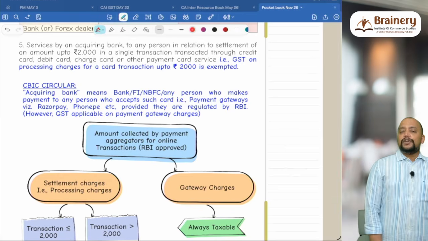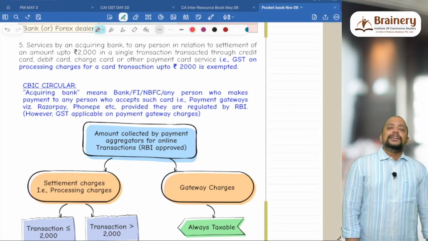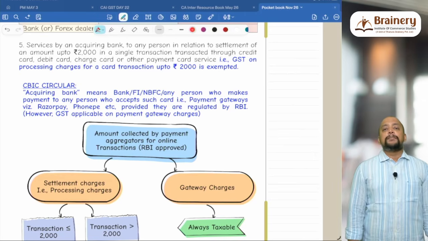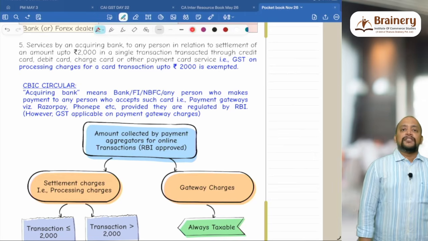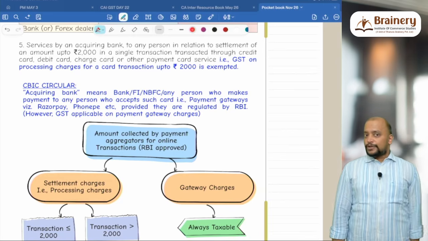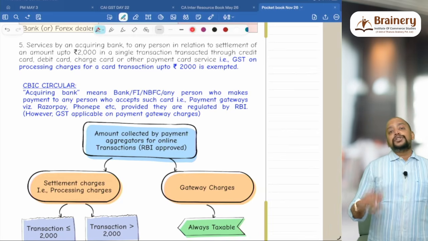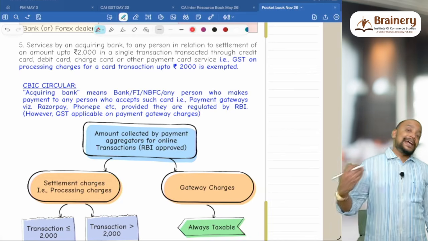And what is the meaning of acquiring bank? Not necessarily the main bank, it includes even the payment aggregators like Razorpay, PhonePe, etc. also. They are also covered into this. But in addition to the processing charges, they will be collecting gateway charges.